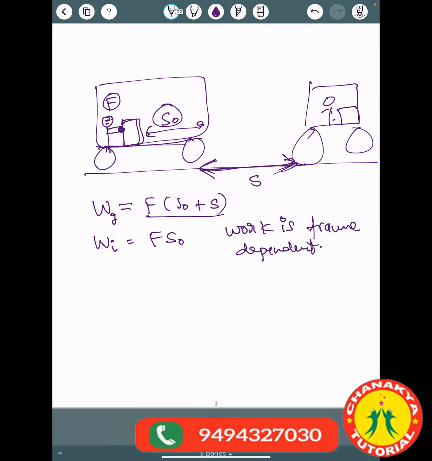Work is frame dependent because displacement is also frame dependent. Both the man and the block have covered S, but they don't feel that. Someone sitting outside will say this block has covered a total of S0 plus S. So if nothing is mentioned, you have to consider everything from the ground, okay? Please take the screenshot.